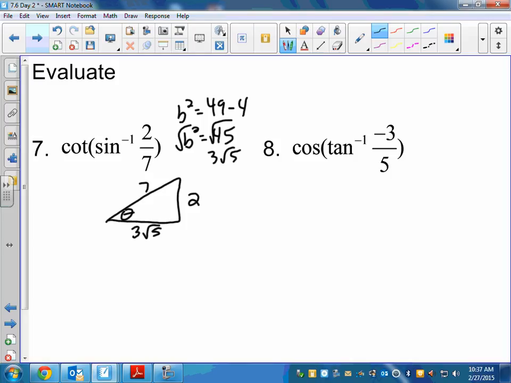And then what am I going to do? And now you do the outside function. So the inside function helps you draw your picture. The outside function tells you what to evaluate. So cotangent of that angle, cotangent would be what? X over y, or adjacent over hypotenuse. So 3 radical 5 over 2 would be my answer.